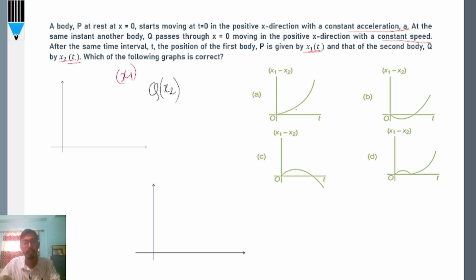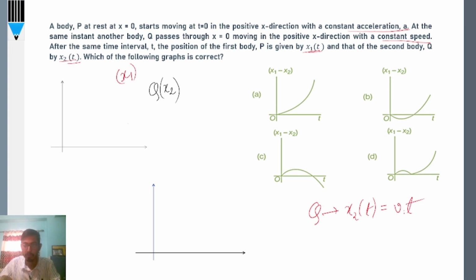Now what is the first step we need to do? We need to draw the individual graphs of x1 and x2, then we can subtract those two graphs and find out x1 minus x2. Now first begin with Q, that is x2, because that's quite simple. Q's motion is simple linear motion because there is no acceleration, so we can write the equation as x2(t) equal to, taking velocity as v, velocity into time.